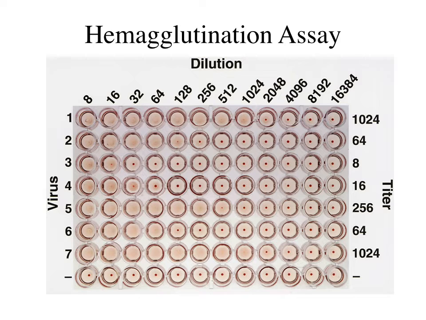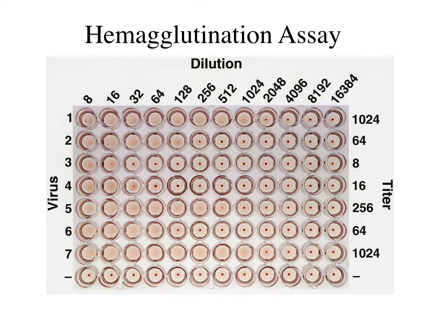And what you would do is go across each row and look for the well where you no longer see complete hemagglutination activity. And what we have here then on the right side is the number, the dilution, at which point you no longer saw complete hemagglutination activity. So 1024 for virus 1, 64 for virus 2, and so on.